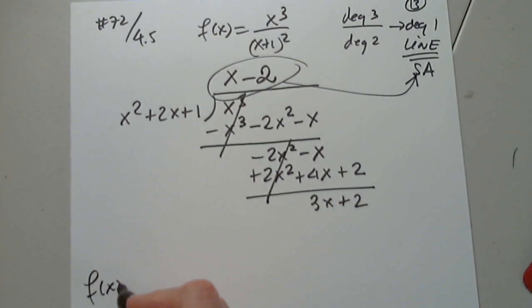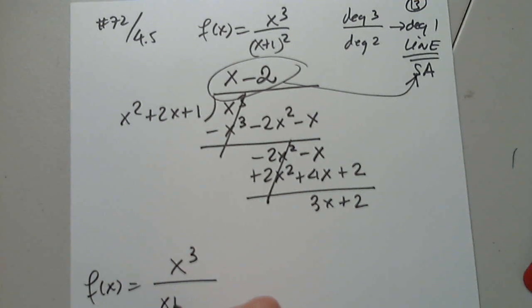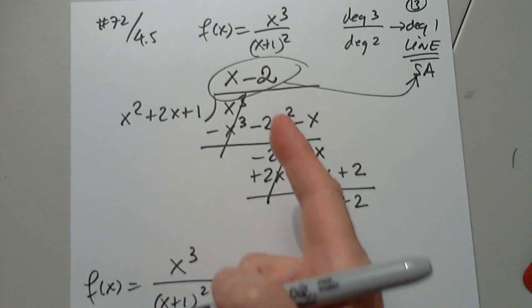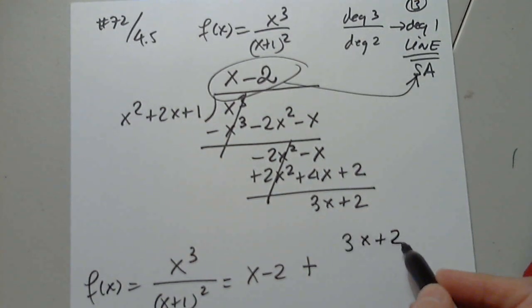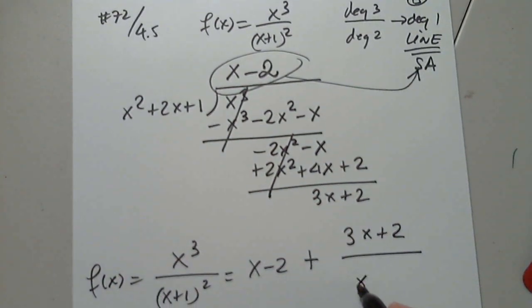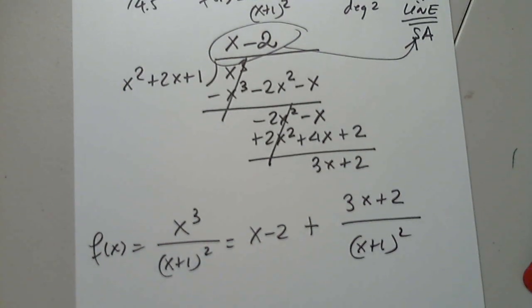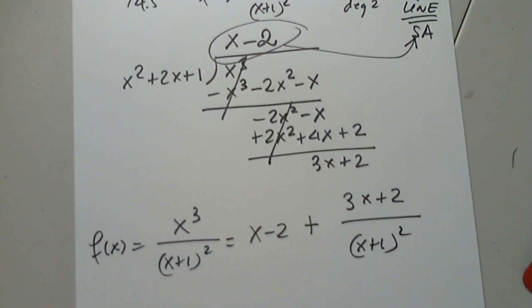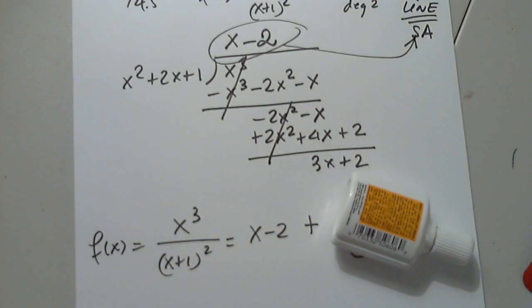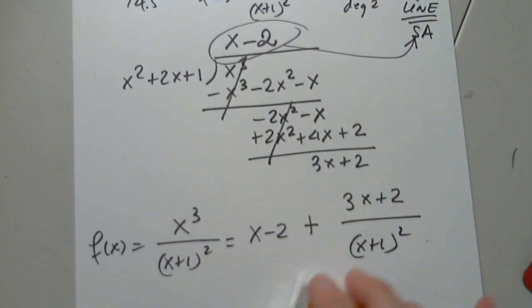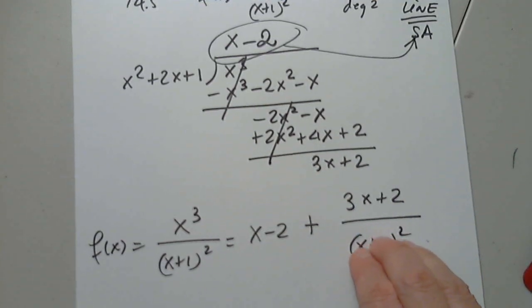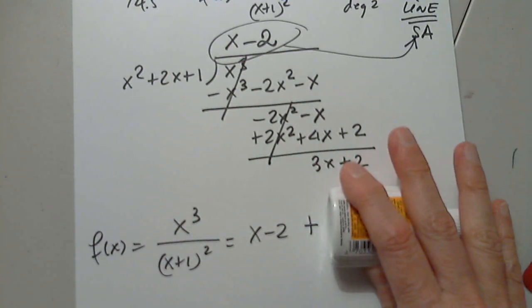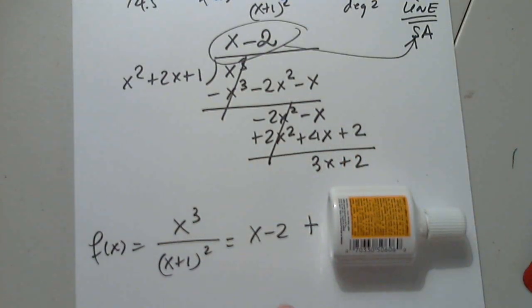So f of x, in other words, I'm saying that x cubed over (x plus 1) squared can be written as the quotient plus the remainder over the divisor. And as we discussed, at infinity, this is 0. Why? Because the degree of the numerator is 1 and the degree of the denominator is 2. This will be way more powerful, and this will approach 0 at infinities only. That's why this is the slant asymptote.